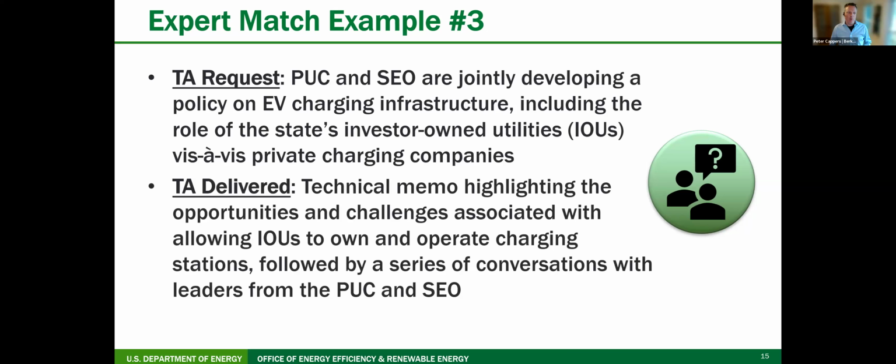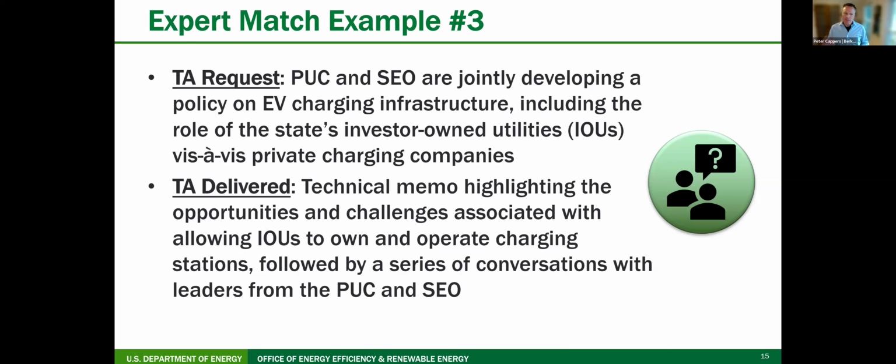So he submits a TA request to leverage an expert who will help him better understand the options and trade-offs associated with these different approaches. About a week after submitting his request, a leading researcher on EV business models and utility regulation emails the manager to really better understand the policy that's under development in order to determine how she can best support the joint PUC and state energy office activities.